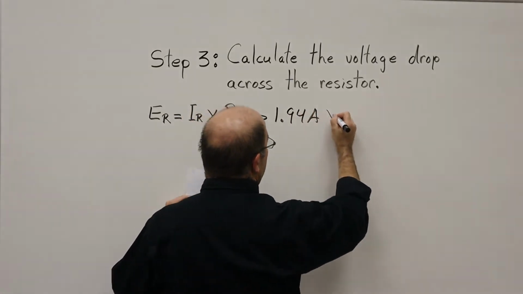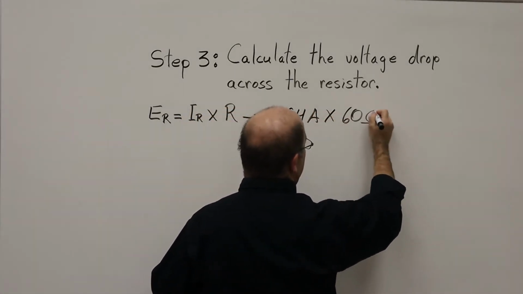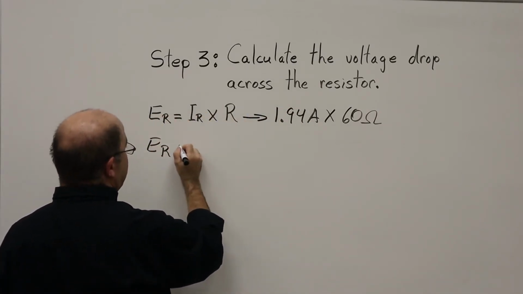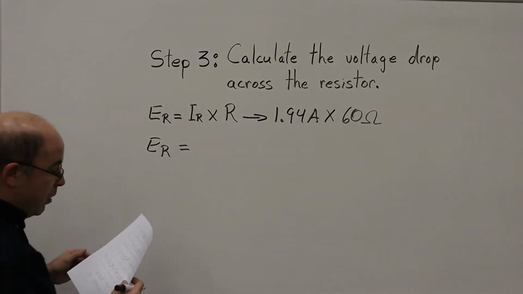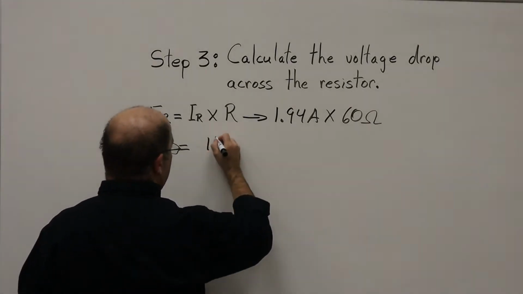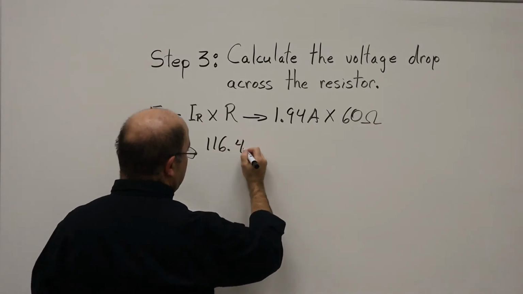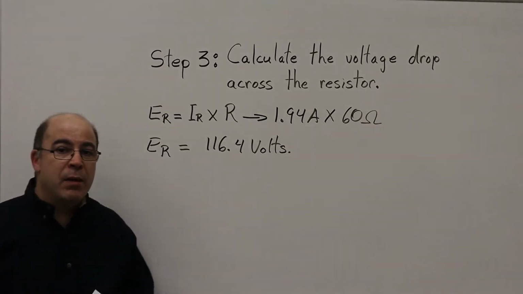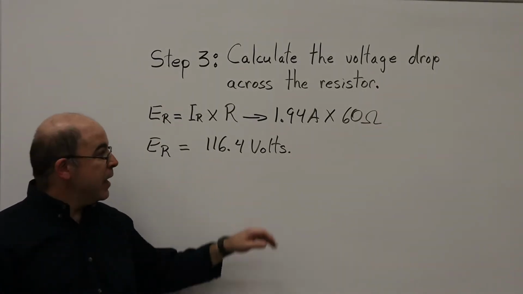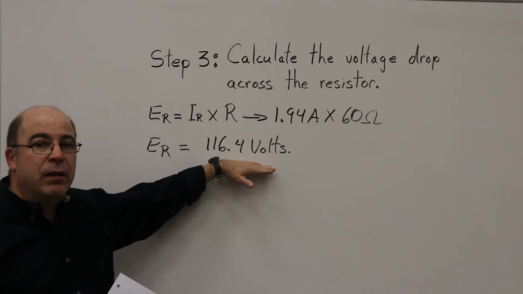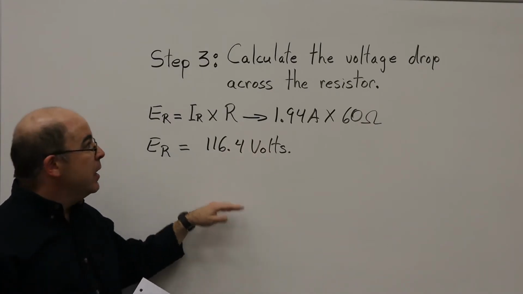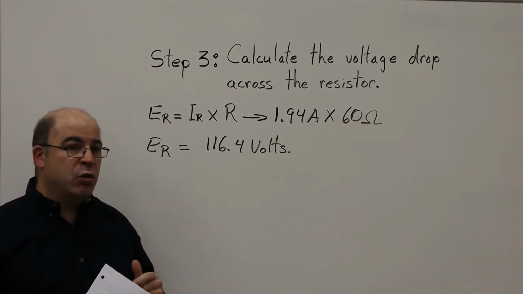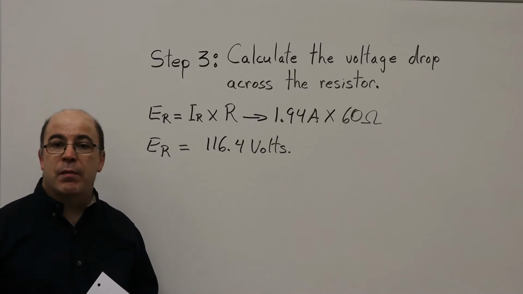1.94 amperes multiplied by the 60 ohms of resistance, and as a result, the voltage drop across that resistor, or E sub R, is going to be 116.4 volts, of course, rounded to 2 decimal places. Now that I have this and it's inputted in my calculator, I'm going to proceed automatically to step number 4, and I'm going to calculate the power, or the value of true power, that this resistor is going to draw from the power supply.